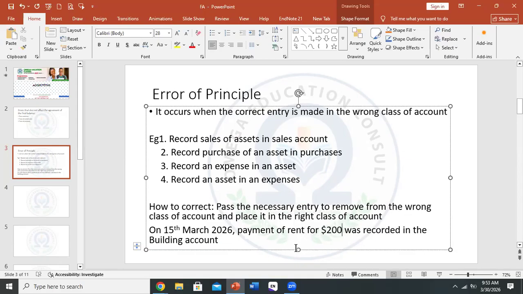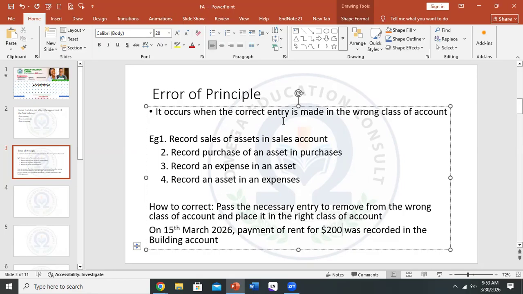So this is a typical error of principle. Why? When you pay rent, you don't record it in building. Building is an asset and rent is an expense. So what you are doing technically is you are recording an expense in an asset account. And that is an error of principle. You are putting the entry in the wrong class of account.